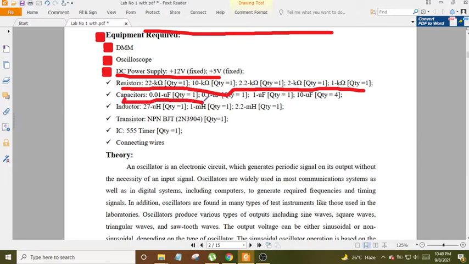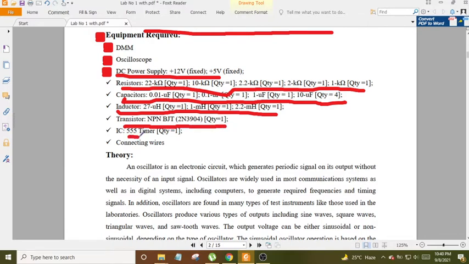quantity equals 1; 0.1 uF, quantity equals 1; 1 uF, quantity equals 1; 10 uF, quantity equals 4. Inductor: 27 quantity equals 1; 1 mH, quantity equals 1; 2.2 mH, quantity equals 1. Transistor: NPN BJT 2N3904, quantity equals 1. IC: 555 timer, quantity equals 1. Connecting wires.